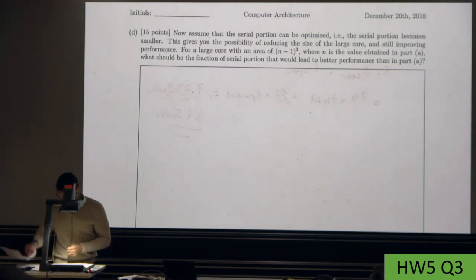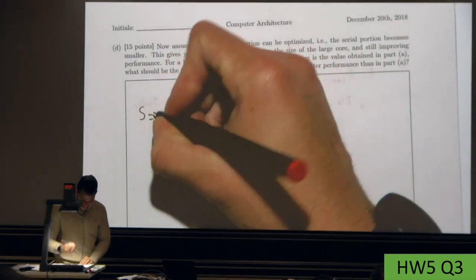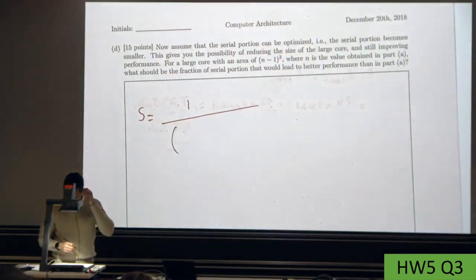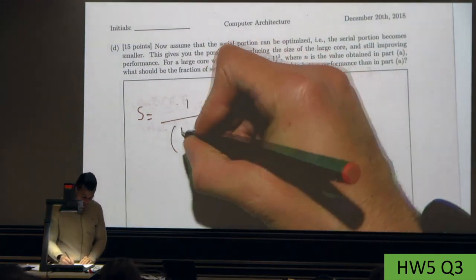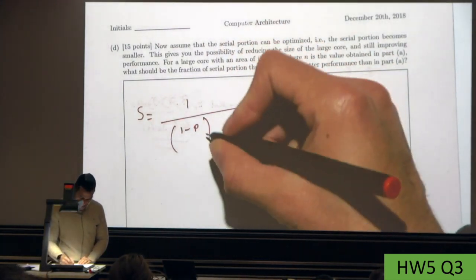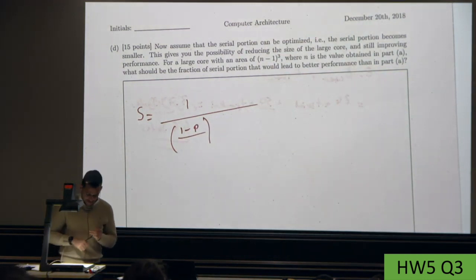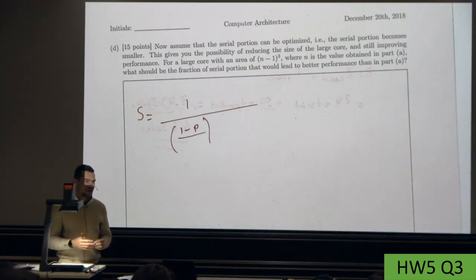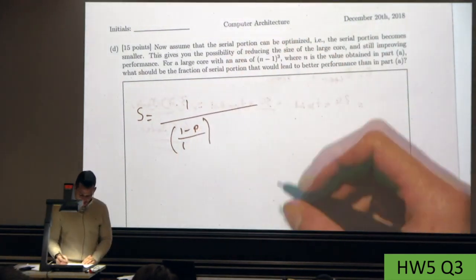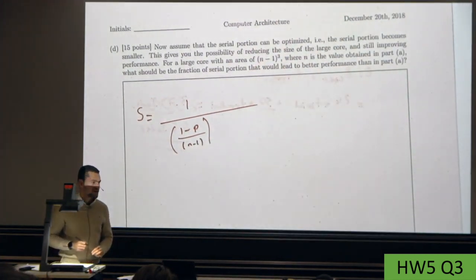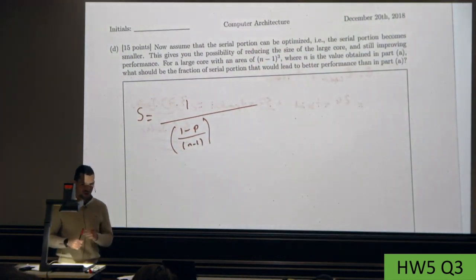So, the solution is here. We don't know anymore how much the serial portion is, right? But we know from the equation that it is 1 minus the parallel portion. And the time it is going to take to execute the serial portion, we are going to assume is proportional to the area, because now you have a smaller core, so it's not going to be as fast as before. So we assume it takes n minus 1 units of time to execute the serial portion.